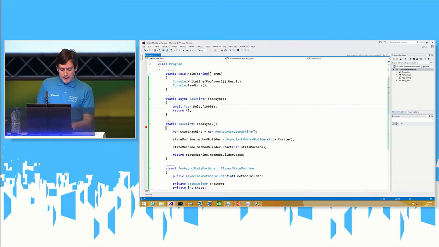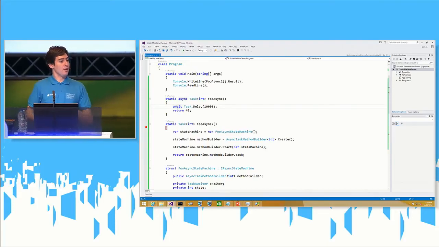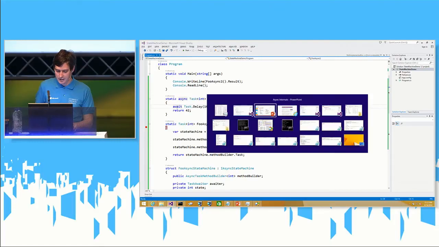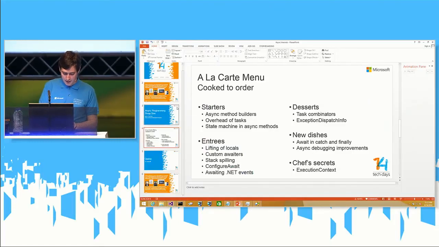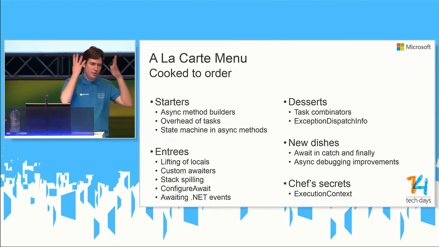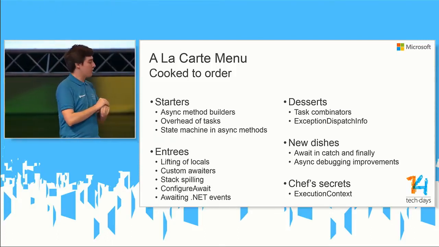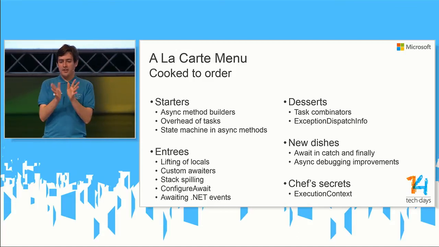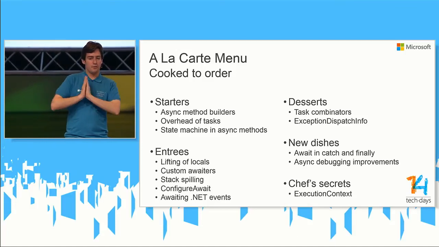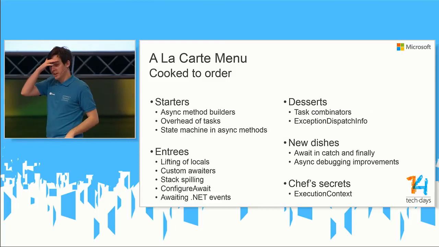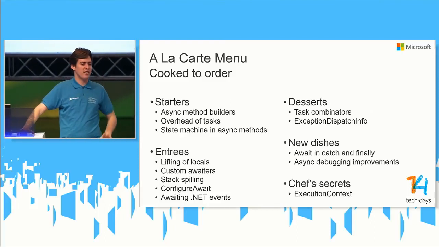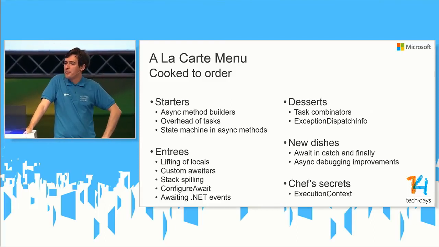So we can take a look later at something a little bit more involved, but let's actually go back over here and choose an entree now that we have the mental framework of async methods under our belts. There are two things that are quite similar here, that have to do with custom awaiters and awaiting .NET events. Maybe we can have even two entrees. I think we have enough time. So please. What?